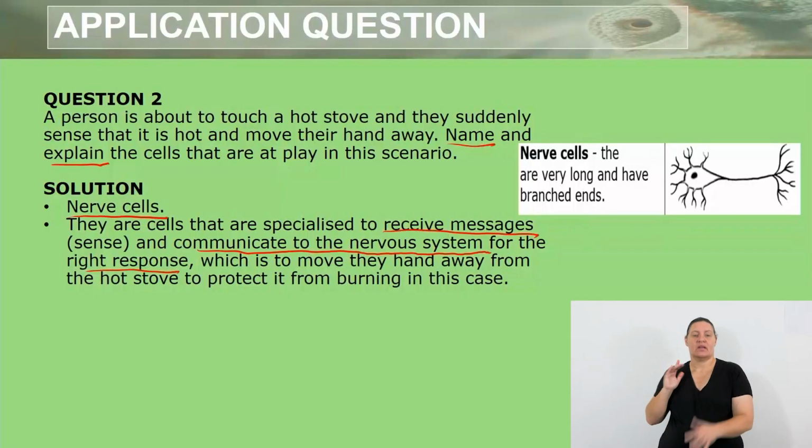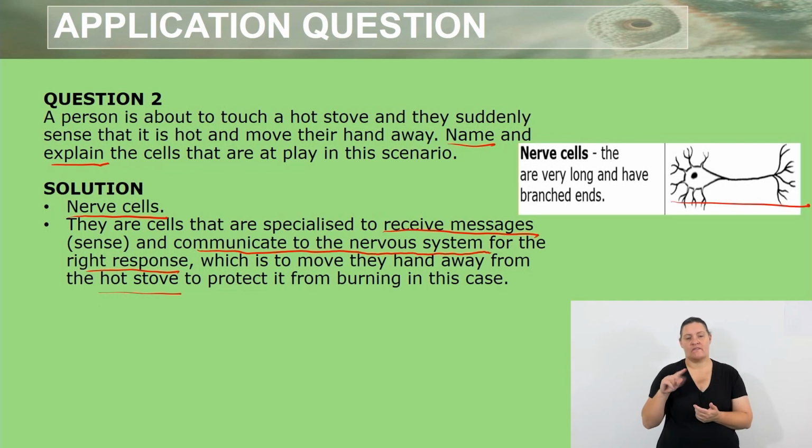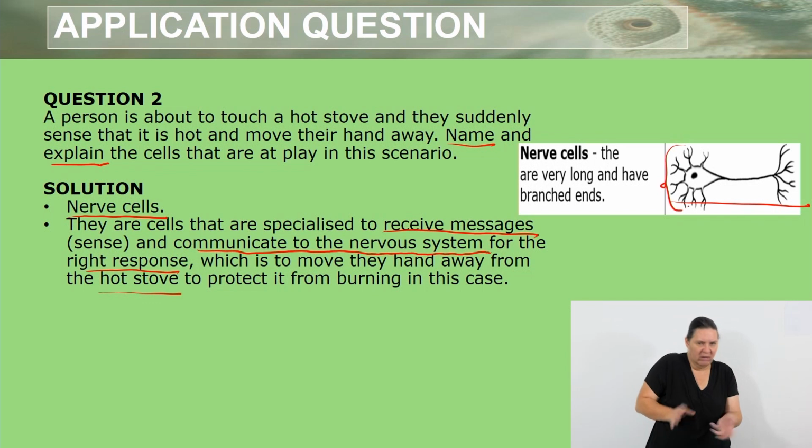So here we're saying that the right response, which is to move the hand away from the hot stove, is to protect it. So this is how our nerve cells look. They are long, they have branches on the ends, and that is what they do. They carry messages. They protect our bodies because they tell us how to respond in the right way.